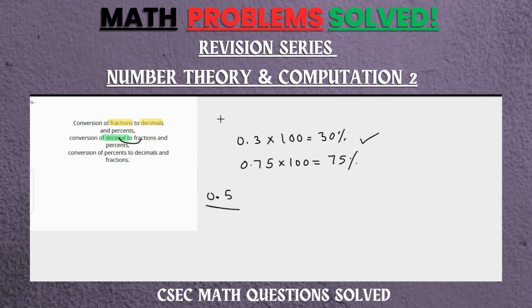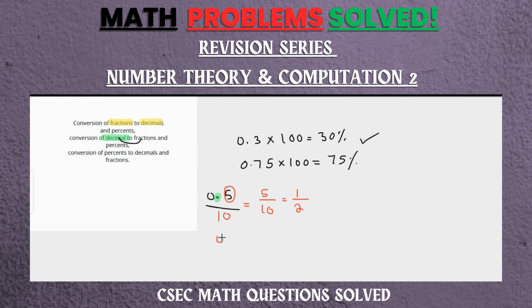You will remove this decimal point. Instead of this decimal point, you will write 1 in the denominator, and then you will see how many digits are here after the decimal. So there is just one digit, you will put 10. So it will become 5 over 10, and if you simplify it by dividing both of them by 5, you will get half. So 0.5 is half, 1 over 2 in fraction.